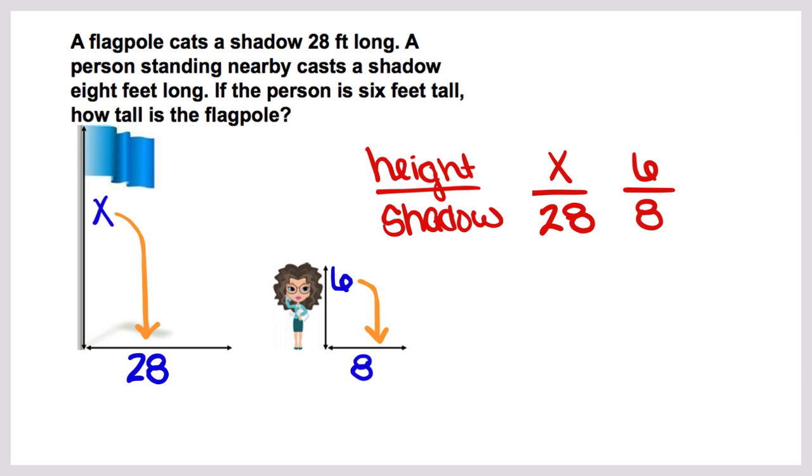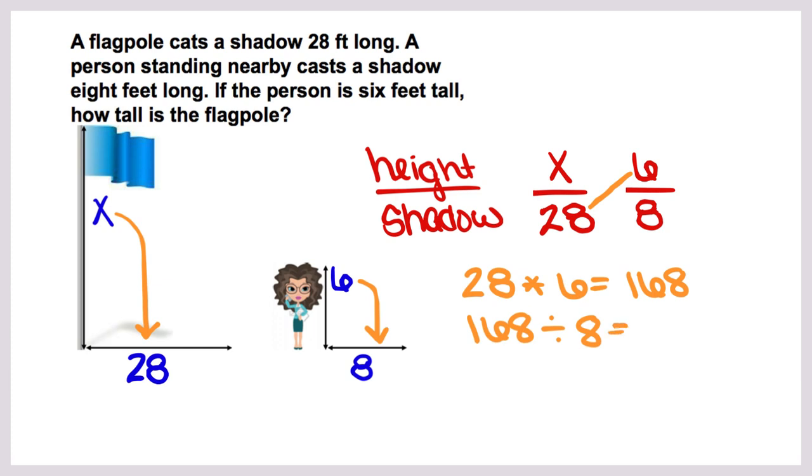And I know I have a couple people still struggling with cross multiplying. So with cross multiplying, you want to take the two numbers that are diagonal to each other. So 28 and 6, and we're going to multiply them together. So 28 times 6 is 168. We're going to take the 168 and divide it by the leftover number, which is 8. So 168 divided by 8 is 21. So the height of the flagpole is 21 feet.